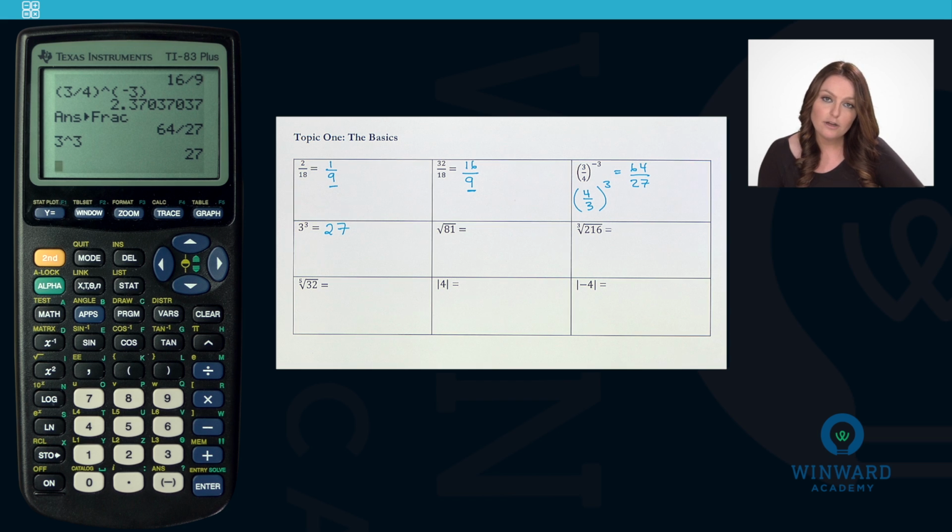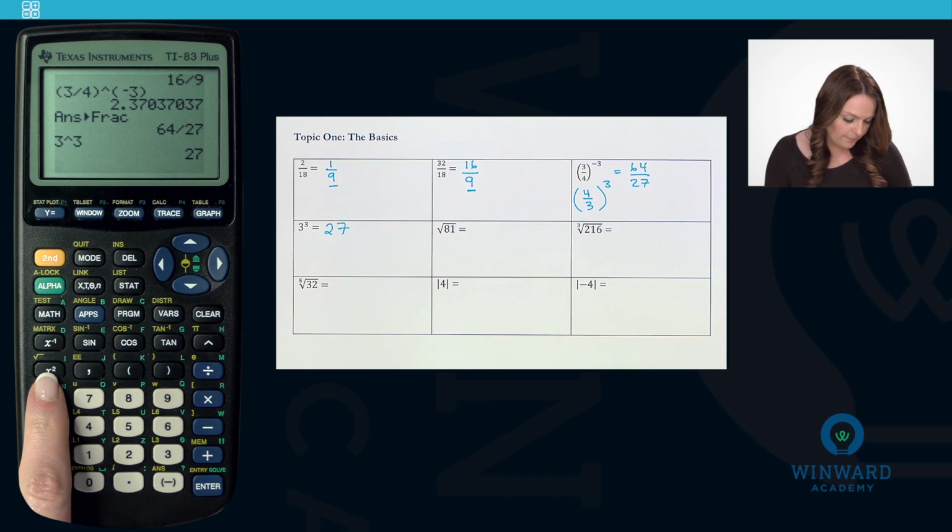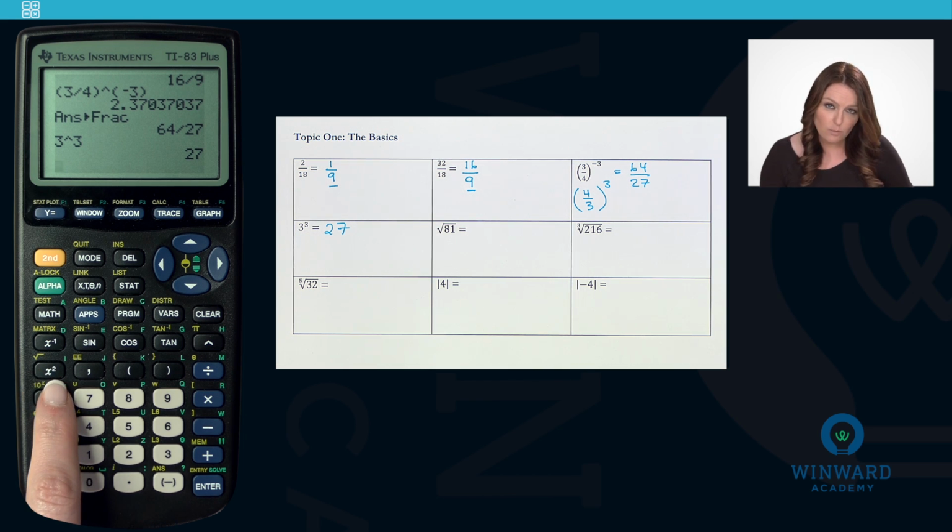The square root of 81. So the square root function is actually on the calculator. You can see it here in yellow, right? The square root. But if you look at the button, it is x squared. So we don't want to press that button. We need to somehow access this yellow square root symbol.